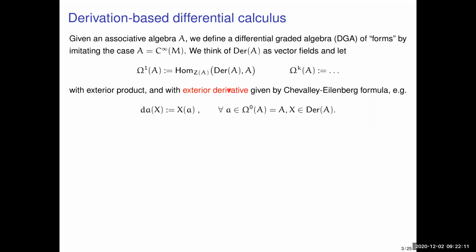You can define the exterior derivative using the Chevalley-Eilenberg formula. Here I wrote down just the case of zero forms. So if A is an element of the algebra and X is a derivation, so let's say a vector field, the differential of A evaluated at X is just X acting on A. So this is quite natural. Now, inside this differential graded algebra, you can consider the smallest differential graded subalgebra that contains A, and this will be generated by A and by differentials of elements of the algebra. And this is what is usually called minimal derivation-based differential calculus.